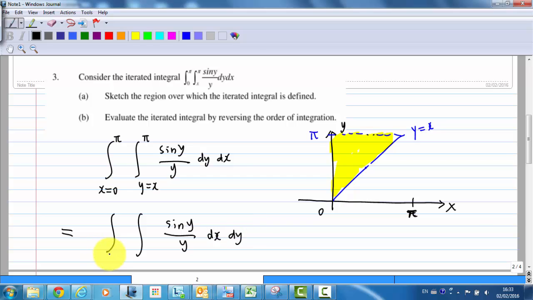So the outer limit is for y now. The value of y can be any value from 0 to pi. So we put down y can be any value from 0 to pi. And then the value of x, once you fix the value of y, will be x equal to 0 until x equal to y. So the limit for x will be x equal to 0 to x equal to y.